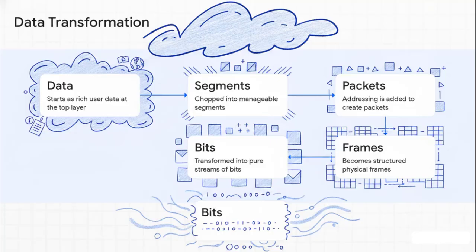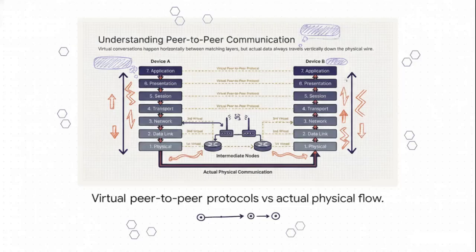From there, addressing is added to turn those segments into packets. Those packets then get wrapped up into structured physical frames. And finally, at the very bottom layer, the whole shebang is transformed into pure streams of bits, just ones and zeros pulsing across a wire or flying through the air. Now, here is a brilliant revelation about how these devices actually interact.